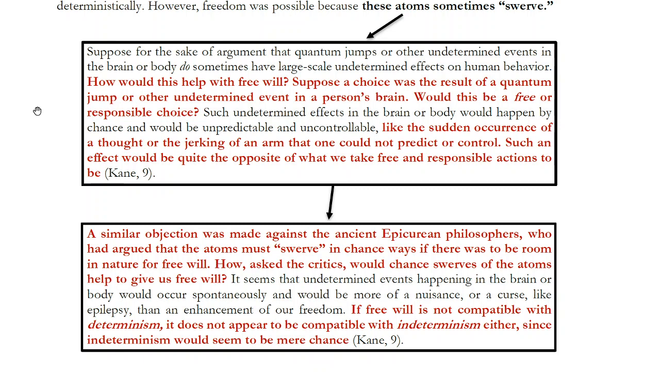But if free will is just this random swerve of an atom, if you're telling me that's what caused me to rob a bank or donate to charity or have lunch with a friend, I don't feel any more free than I did when you told me everything was determined. I'm not any more in control of chance events happening than I am in control of previous causes and the laws of nature. And so Kane says, if free will is not compatible with determinism, it does not appear to be compatible with indeterminism either, since indeterminism would seem to be mere chance.